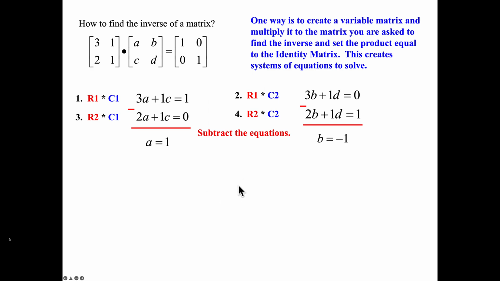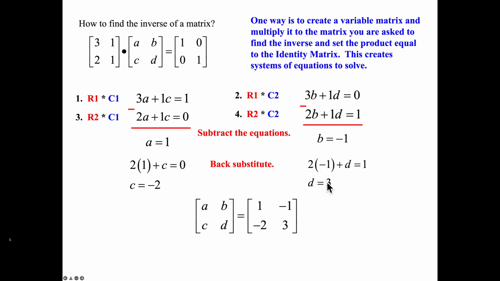All right? So how do I find C and D? You plug A into one of these two equations, and you plug B into one of these two equations. In my back substitution, I'm going to use the same equation, the 2 on the bottom. 2A, put 1 in for A, plus C equals 0. That's a 2 subtracted over, so C is negative 2. Put negative 1 in for B. 2 times negative 1 is negative 2. Add the 2 over to the 1. That makes a 3. So A, B, C, D, I've found the inverse matrix. It's 1, negative 1, negative 2, 3.